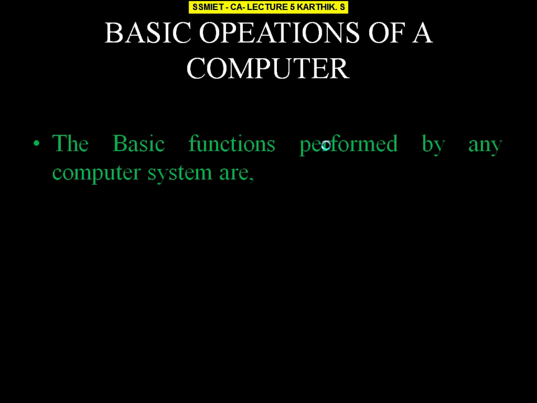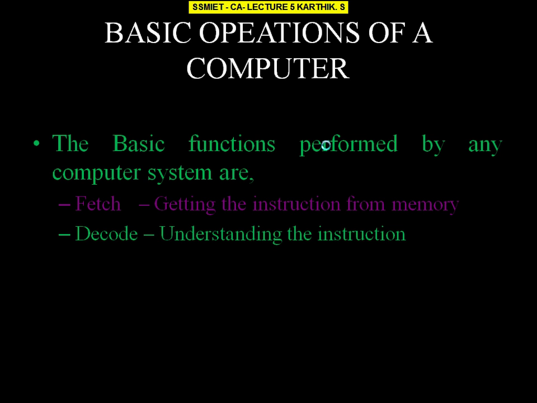They are, first one is fetch. Getting the instruction from the memory is referred to as fetch, that is taking the instruction to be executed from the memory. The next operation is decode. Decode is nothing but understanding the fetched instruction. The processor understands what the instruction means.